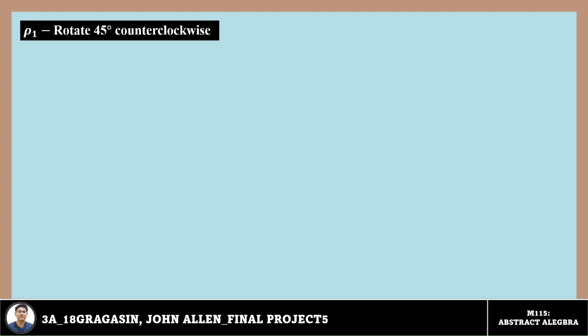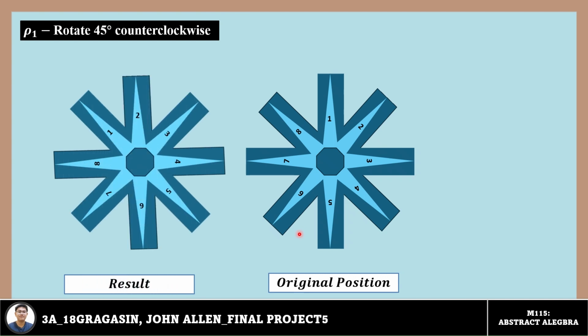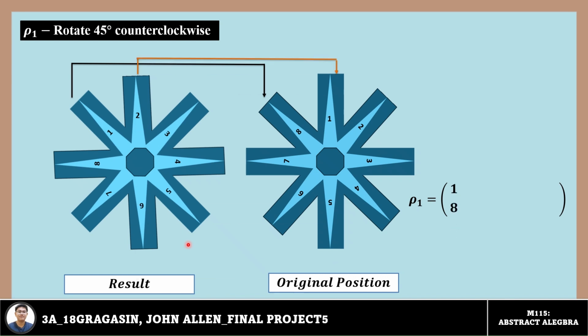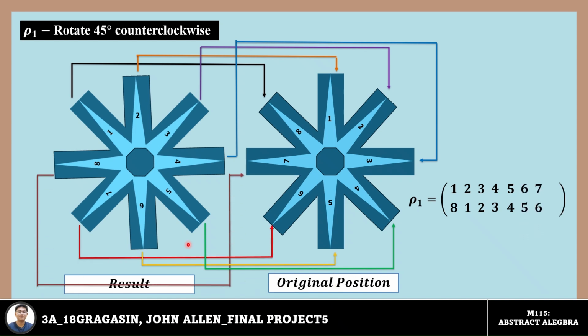So we have here the rho sub 1, rotate 45 degrees counterclockwise. We have this as the original position and this as the result. So for rho sub 1, 1 is to 8, 2 is to 1, 3 is to 2, 4 is to 3, 5 is to 4, 6 is to 5, 7 is to 6, and 8 is to 7. So these are the elements for our rho sub 1.